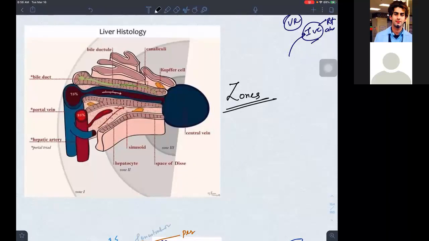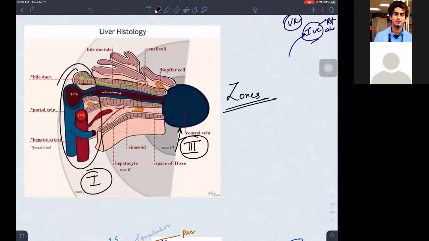Now let us make it very easy and hot. Hot means very attractive. See, the zone which is nearest to the central vein, I should first remember it as zone 3, and the zone which is away from the central vein, towards this portal triad, will be called zone 1. So this should be 2. Three zones you have to remember.